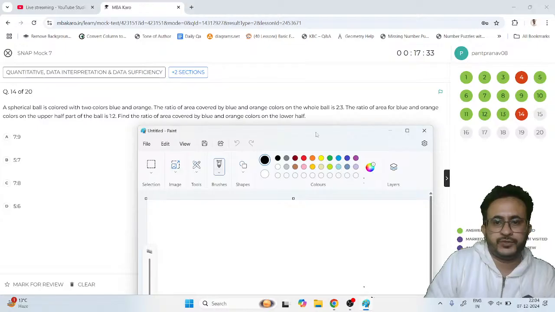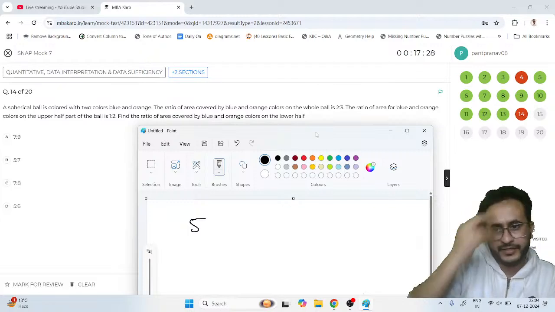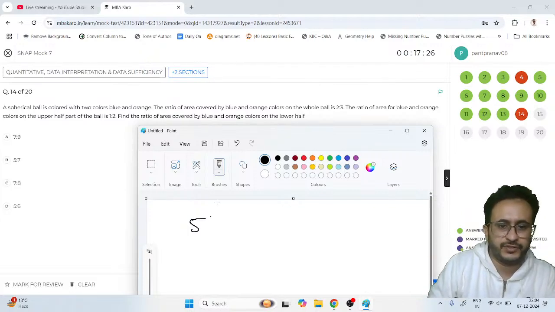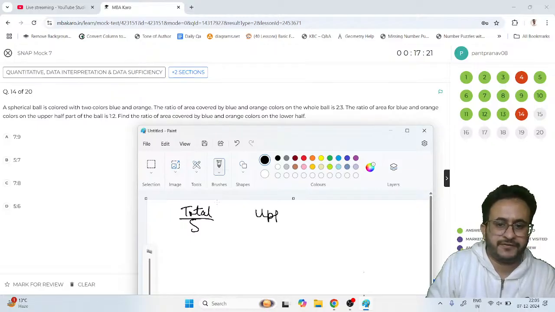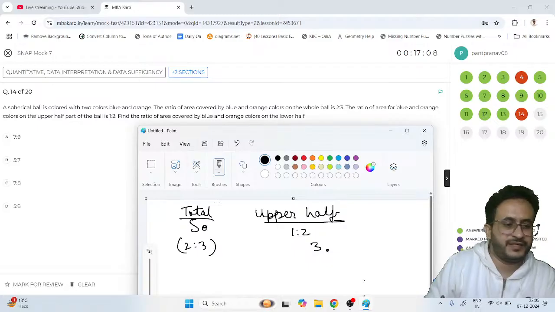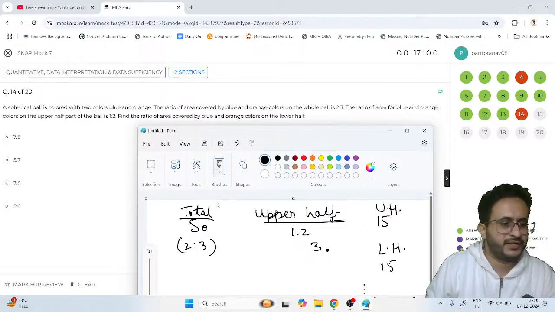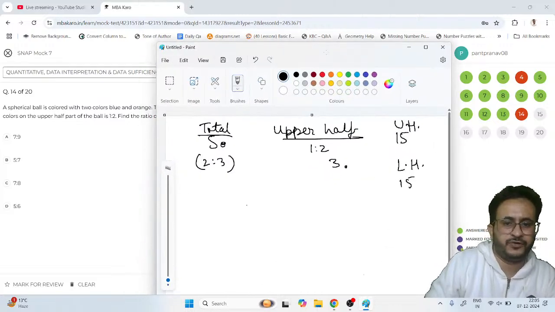So whole is 2:3. So we will say that total there are five parts. Okay, ratio of blue and orange on the upper half is, so total we are getting five parts. Okay, upper half, we are getting 1:2, right? So we are getting three parts. Okay, so what we will do, since we are getting 5 and 3, right, we will say that 15 is upper half and lower half is also 15 to make calculations simple. So upper half and lower half 15.